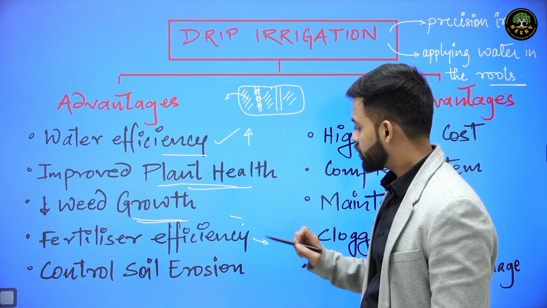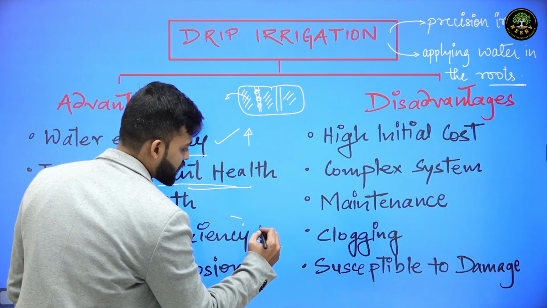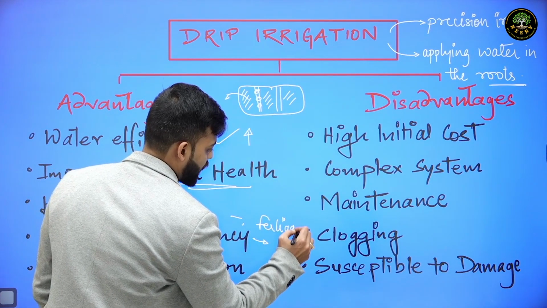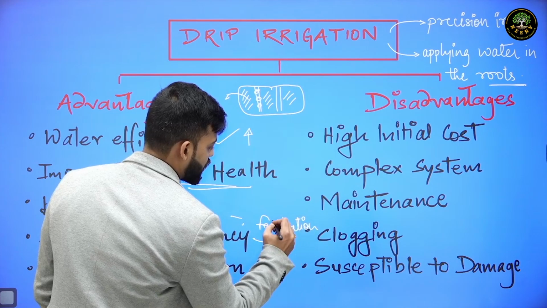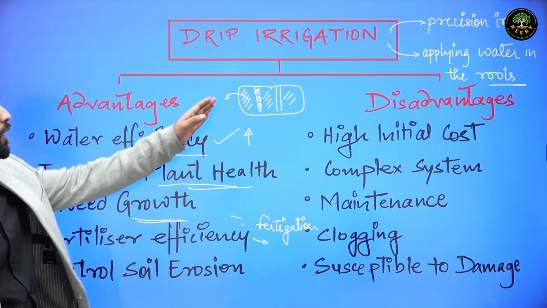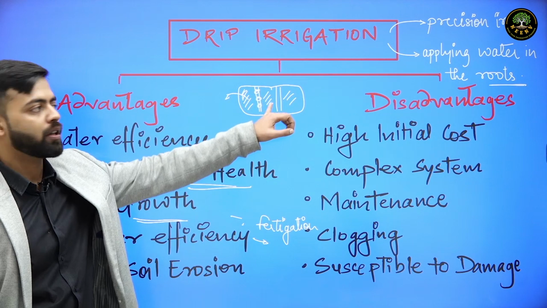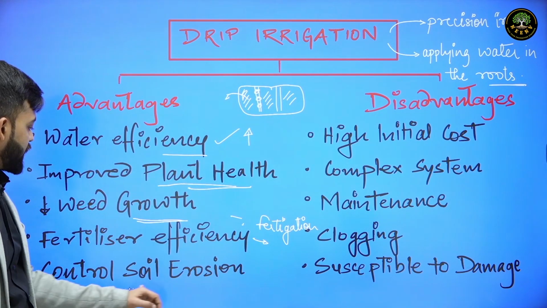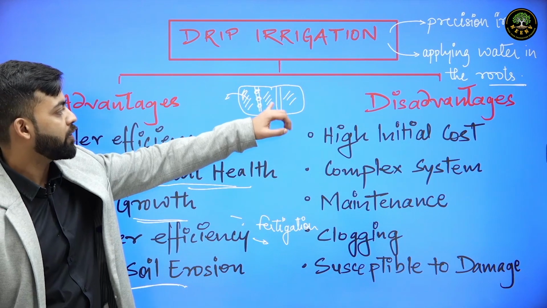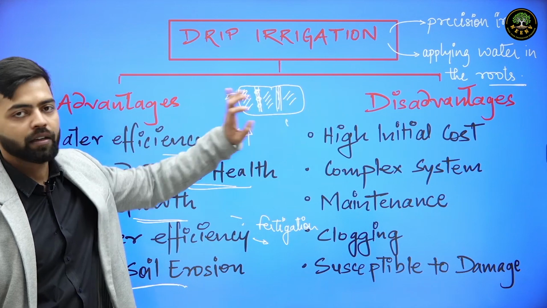Fertilizer efficiency can also be ensured as far as drip irrigation is concerned because we can provide fertilizer through these drips only. And the process is also known as fertigation when we provide fertilizer through drips. So, fertilizer efficiency also improves as only the plants receive fertilizer and not the whole field. Also, this controls soil erosion because the top layer of the soil is conserved and only this area is getting water.